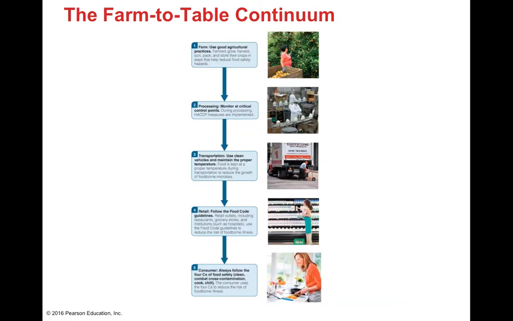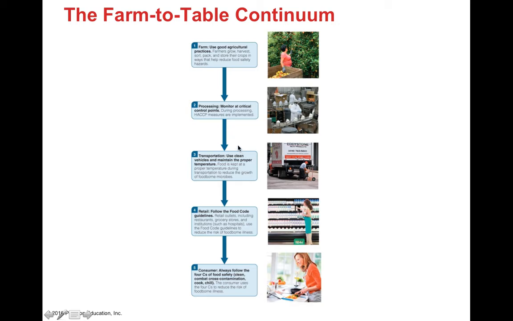So this here shows how food leaves the farm and the steps that it goes through until it reaches the consumer. This is the farm to table continuum. In order for the food to maintain levels of safety all the way to the consumer, we have to first start with good farming practices. So we want to make sure that we grow, harvest, and store our food in ways that help reduce food safety hazards. We also want to monitor the food at critical control points, where during processing we have particular measures implemented to make sure that food meets safety guidelines.